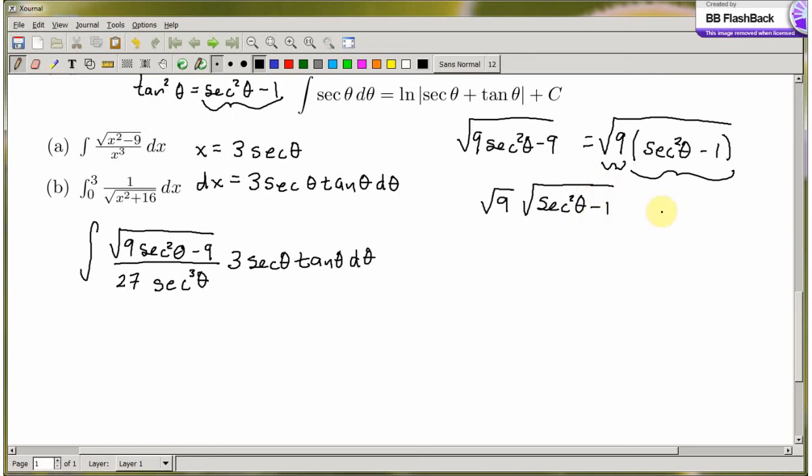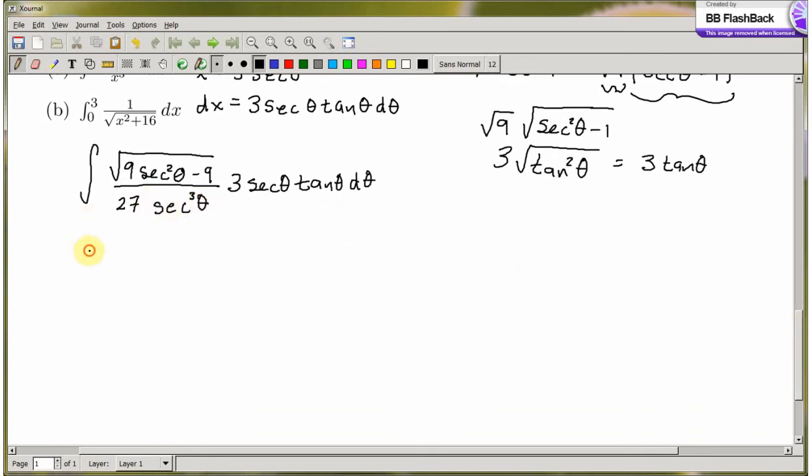Okay, and so now we can cash this out as just 3, right? So this is just 3. And now look what we have here. This is secant squared theta minus 1, but this was our identity here, so that's just tan squared. So I have 3 times the square root of tan squared theta, and so this is just 3 times tan theta, because the square root of the square is just the thing.